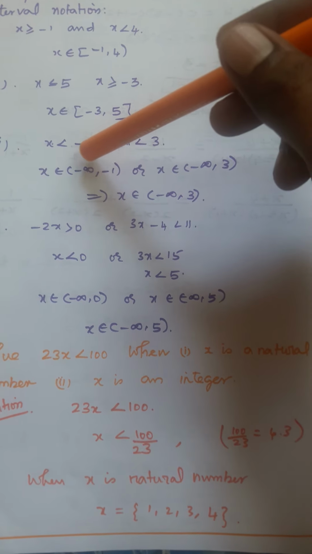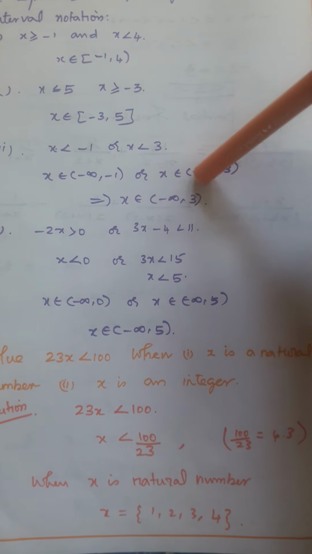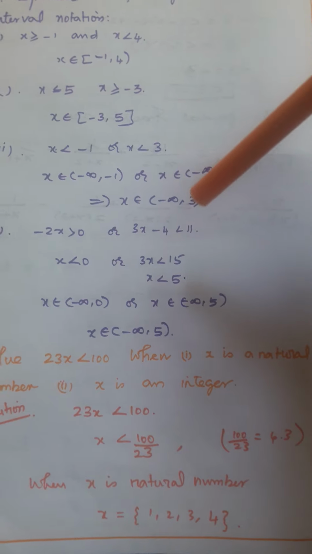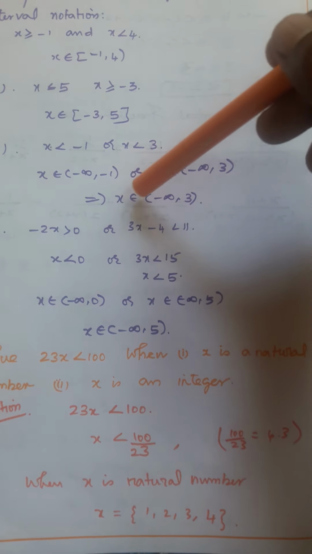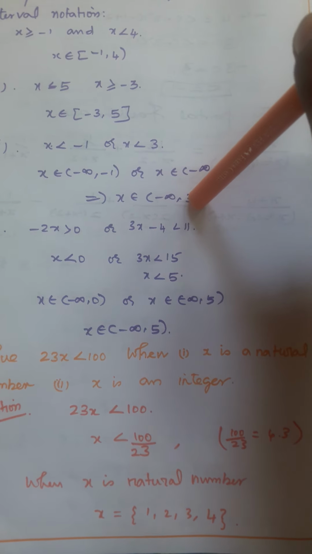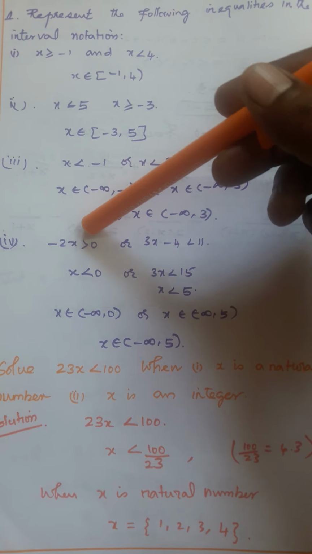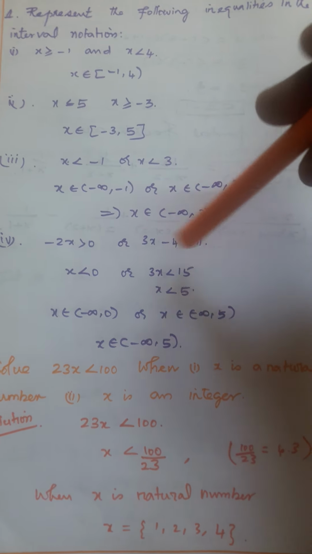Here x belongs to minus infinity comma minus 1. Here x belongs to minus infinity comma 3. That is the meaning of the inequality x is less than 3. Therefore x belongs to the union, x belongs to minus infinity comma 3. Right? And your fourth one, minus 2x is greater than 0 or 3x minus 4 is less than 11.